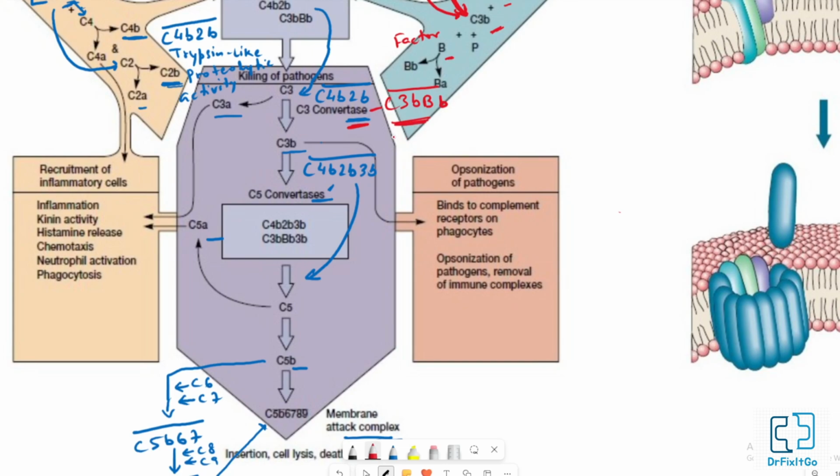C3bBb is further stabilized by a second blood protein, properdin, and is changed into C5 convertase, that is C3bBb3b. The convertase then cleaves C5 to C5a and C5b, forming the C5b67 complex that possesses an unstable membrane binding site. Once bound to a membrane, this complex is stable and binds with C8 and C9 and forms activated C5b6789, that is the MAC, membrane attack complex.